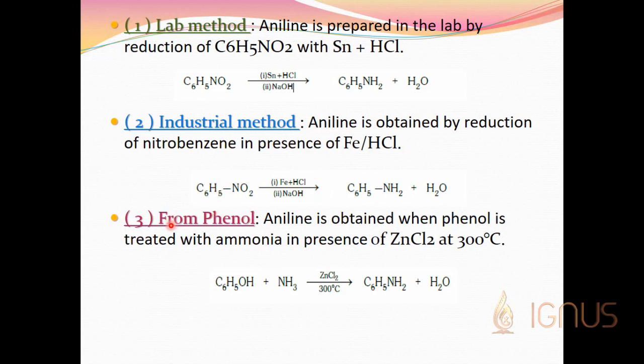The third method is from phenol. Aniline is obtained when phenol is treated with ammonia in the presence of zinc chloride. When we treat phenol with ammonia in the presence of zinc chloride, you will get aniline as the product.